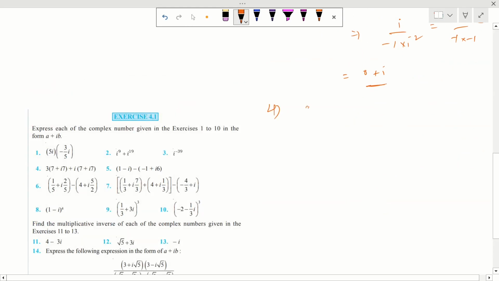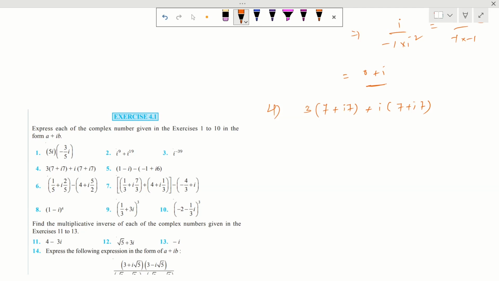So it is an addition given: (3 + i)(7 + i)... 7 plus i. Okay, so what does this mean here? Two complex numbers are given, right? We need to express the product in the form of a plus ib.